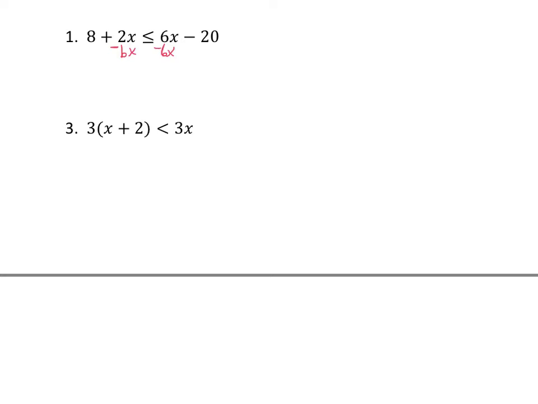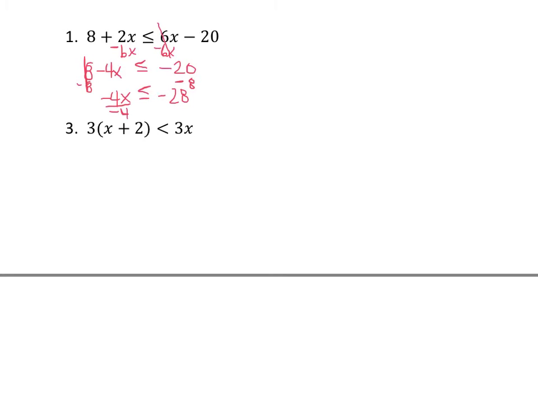So we're going to cancel this out, and so now we have 8, 2x minus 6x is negative 4x, and then we have less than or equal to the negative 20, because the negative is going to come down with it. We subtract 8 to the other side, and so we have negative 4x is less than or equal to negative 28. Okay, at this point we're going to divide by the negative 4.